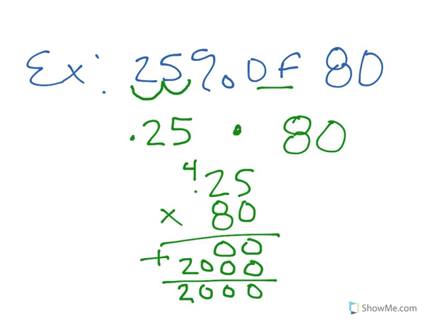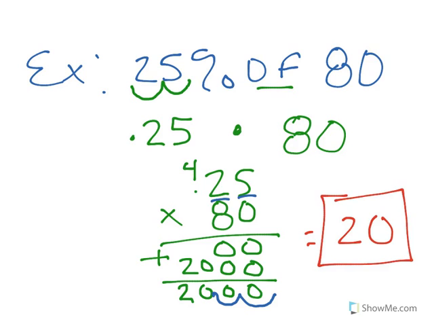But then I have to look at my decimal, and I notice that there are two digits that come after my decimal point. So I'm going to start with my decimal at the end and move it two spots over. So really, my answer is... I'm sorry, my answer is not 80. My answer is 20. So 25% of 80 is 20.